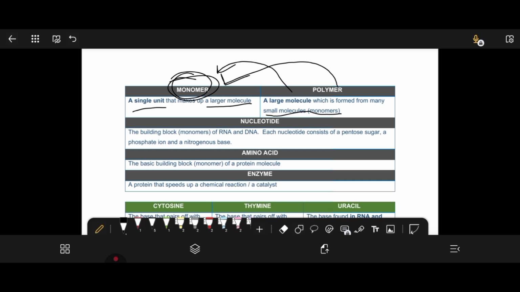So you need to understand, guys, a monomer is made up of a lot of atoms, but a polymer is made up of a lot of monomers. So that's what it means, basically.